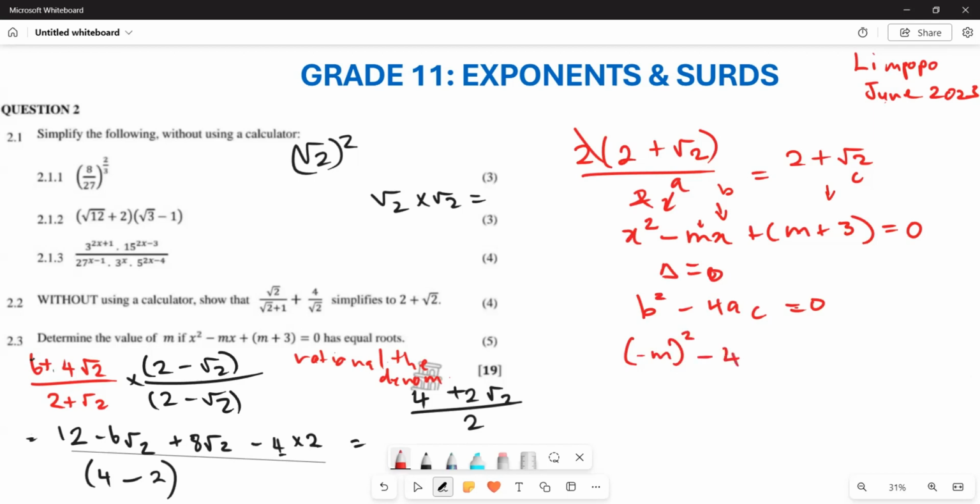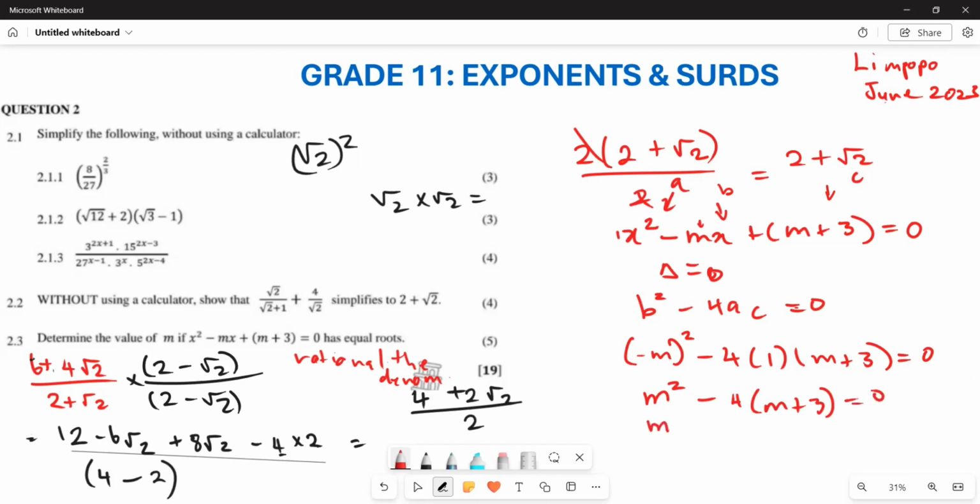times what is going to be your a? Your a here is the same as 1. If your a is 1, this is going to be 1 into what? What is going to be your c? Your c is given by m plus 3, which is equal to 0, right? Now that you have this, let's multiply. This is going to be m squared, subtract 4, open bracket, m plus 3. Remember, 4 multiplied by 1 is the same thing, right? Now let's solve. It is equal to 0.